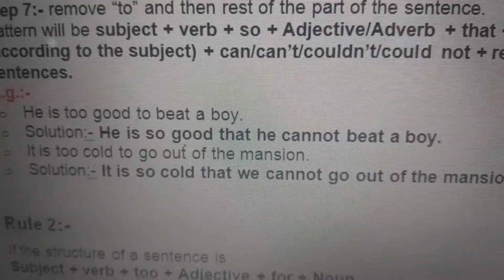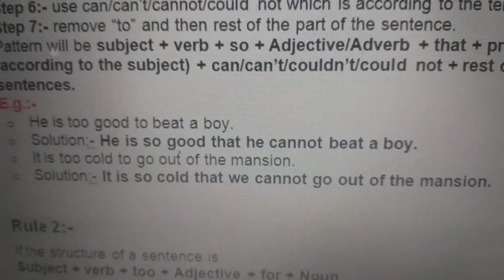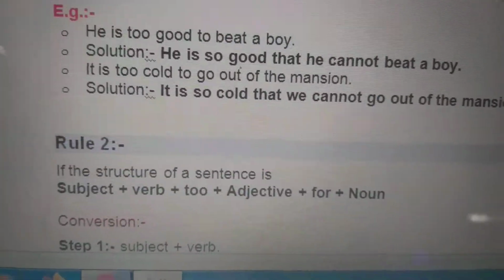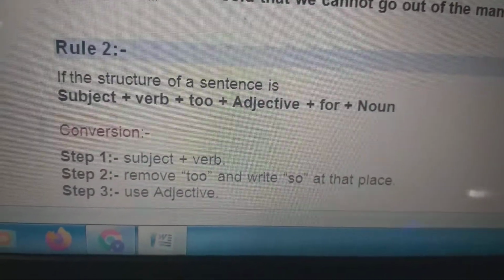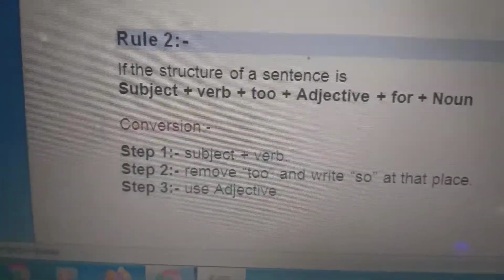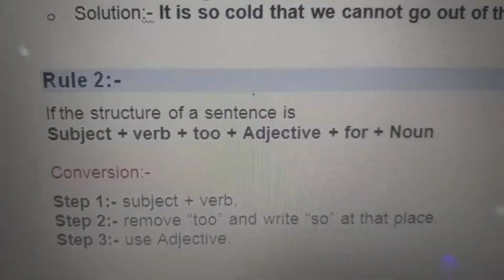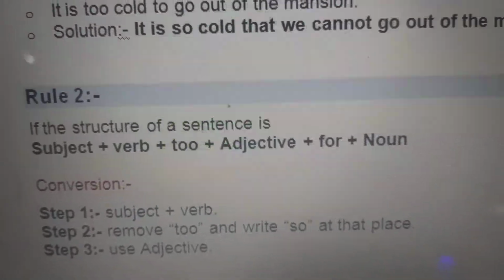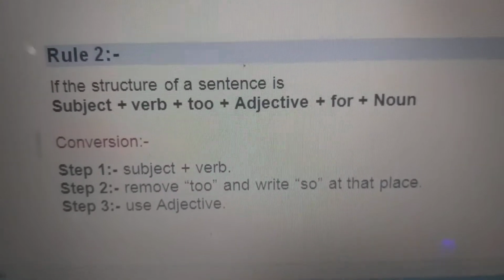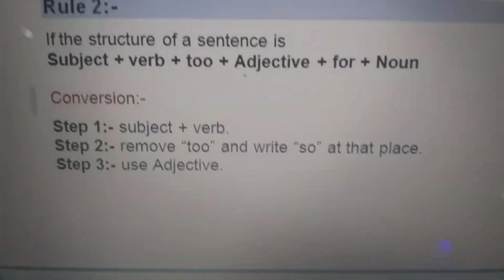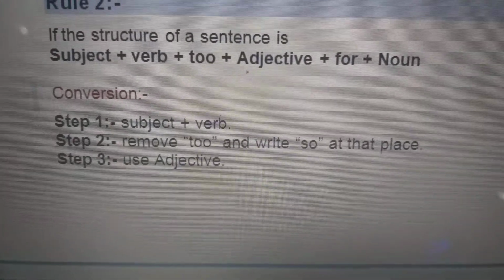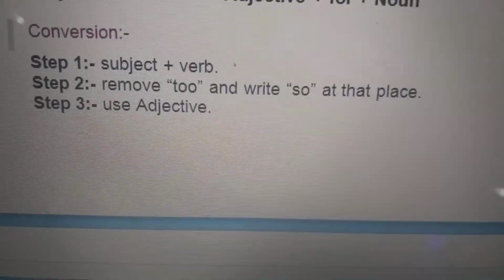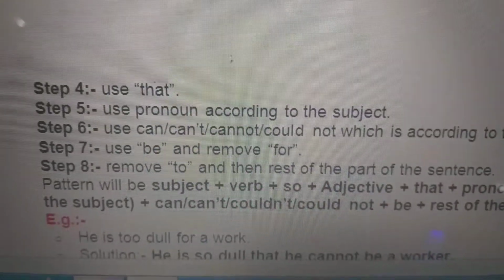Then in rule 2, students, again we do the same thing, if the structure of a sentence is subject plus verb plus "to" plus adjective plus "for", if "for" is used, and a noun. It is the same conversion, students. First step is subject plus verb. Then we remove "to" and write "so" at that place. We use adjective. Then we use "that".